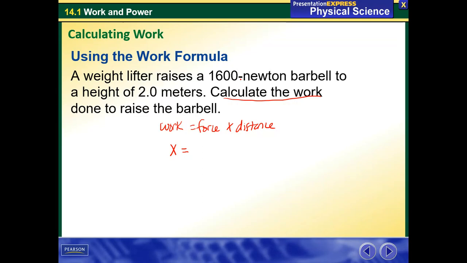If we look at this 1600 Newton barbell, we should recognize Newton is a unit for force, so 1600 should go in for force. Then here it says a height of 2 meters. Meters should give away that this is a distance. So 1600 times 2, we should get 3200. However, I will always mark off if you do not have labels, because labels are very important in science. So we have to make sure if we're looking for work, you need to put the unit joules with your answer.